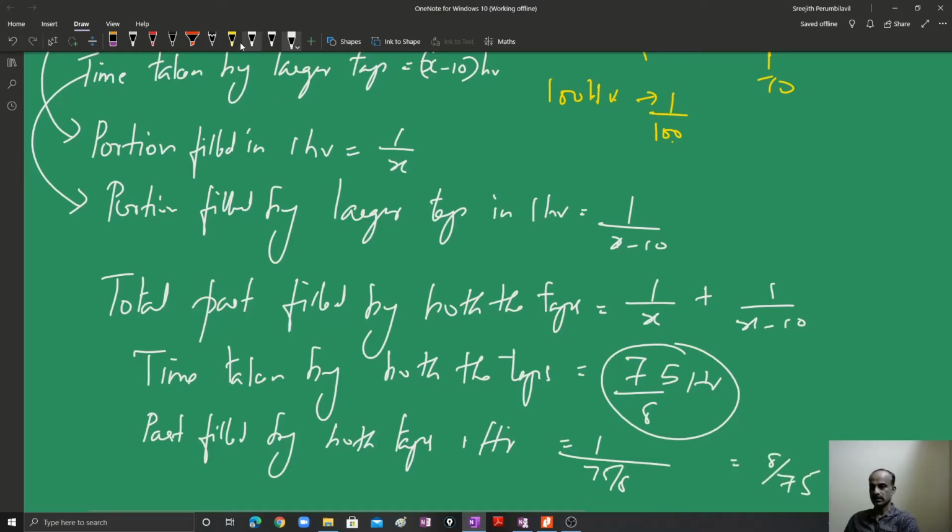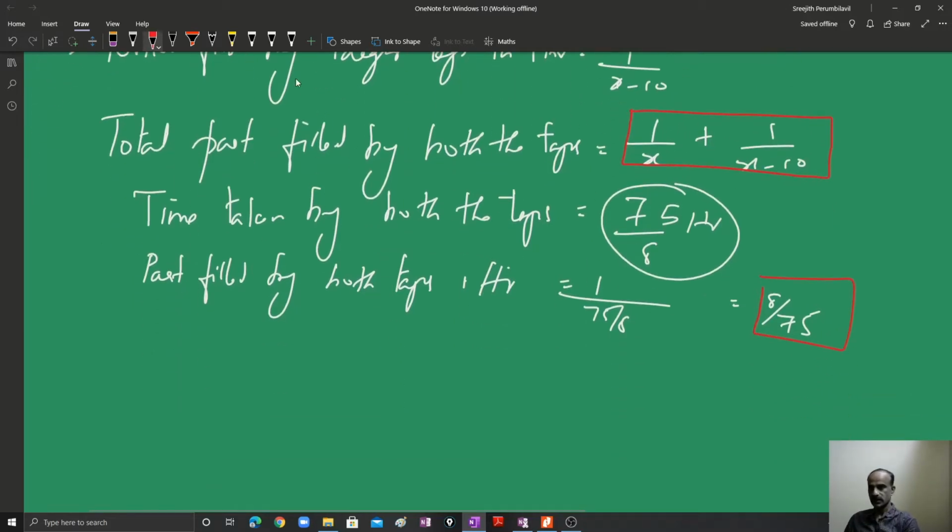Now when you look at this, what do you find? This is the total portion filled by both the taps in 1 hour, and that is this. So you get an equation: 1 by x, the portion filled by the first tap alone in 1 hour, plus 1 by x minus 10, filled by the second tap alone in 1 hour, is the same as together in 1 hour, which is 8 by 75. So this is the equation form.